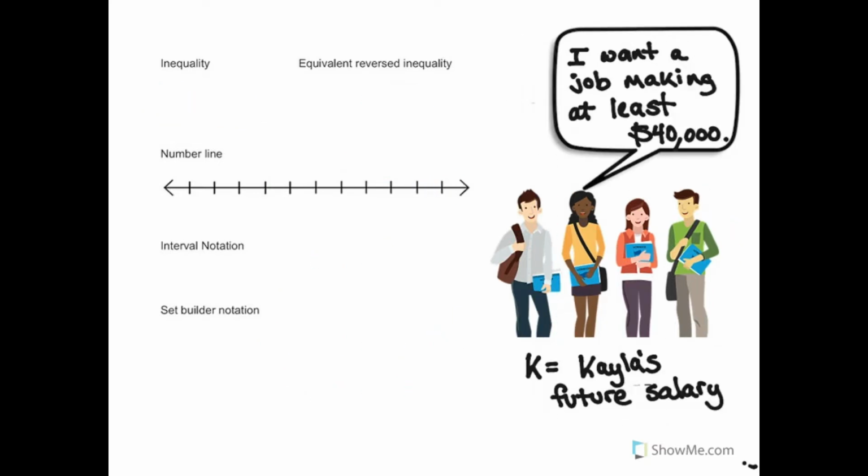Kayla wants a job making at least $40,000 a year. Let's let K stand for Kayla's future salary. Then we have K and 40,000. At least 40,000 means 40,000 is the least amount she wants to make. 40,000 is included, so we show that with a greater than or equal to. To reverse the inequality, reverse the 40,000 and the K, but keep the pointy end towards 40,000. K is more than 40,000, 40,000 is less than K, those say the same.